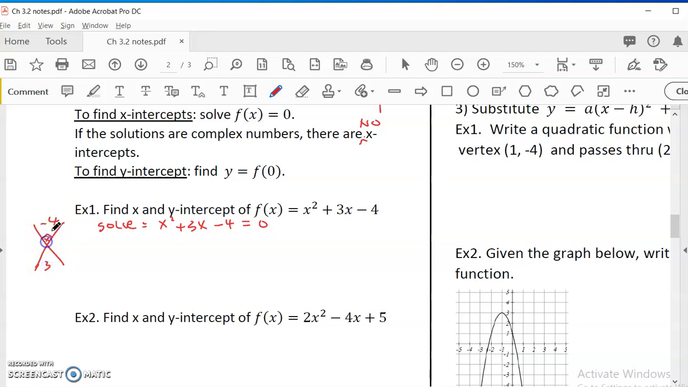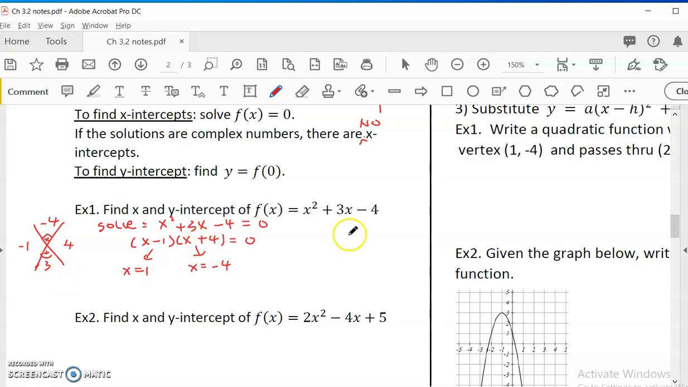We need two numbers that when they multiply are negative 4, and when they add, they have 3. It would be 4 and negative 1, right? And because it's just x squared, I can factor it right away. X minus 1, x plus 4. You can see that when you multiply them, they give this. And then we split it into 2. X is equal to 1 and x is equal to negative 4 are the zeros.